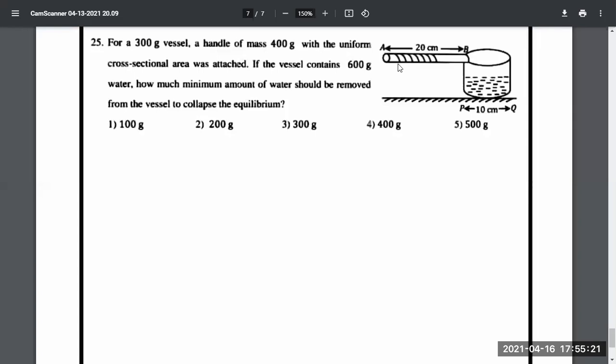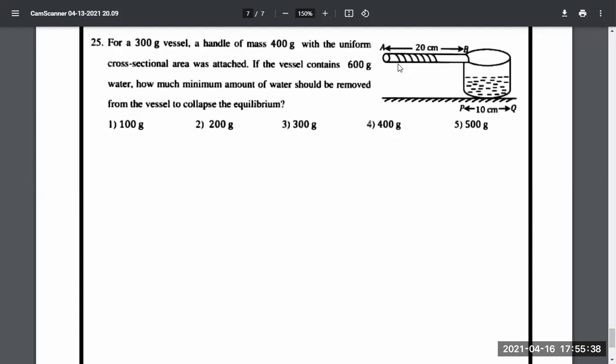For a 300-gram vessel, a handle of mass 400 gram with a uniform cross-section area was attached. All right. If the vessel contains 600 gram of water, how much minimum amount of water should be removed from the vessel to collapse the equilibrium?